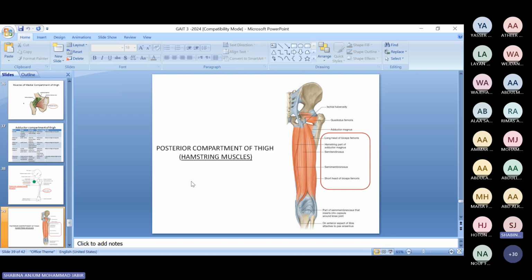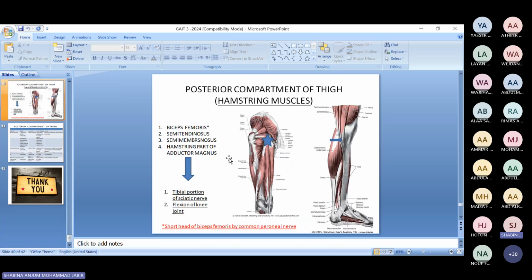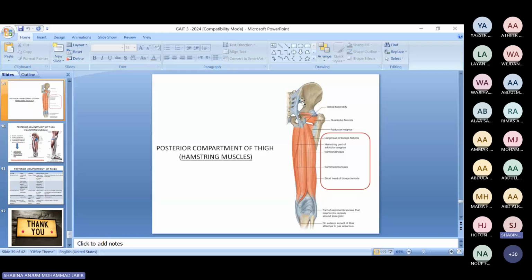So what are the muscles of the posterior compartment of the thigh? They are called hamstring muscles. If you go to the gym, if you are regular in the gym or doing exercises, you must know what is quadriceps and where is the hamstring, because you have to work on these muscles to get a stronger body, right?